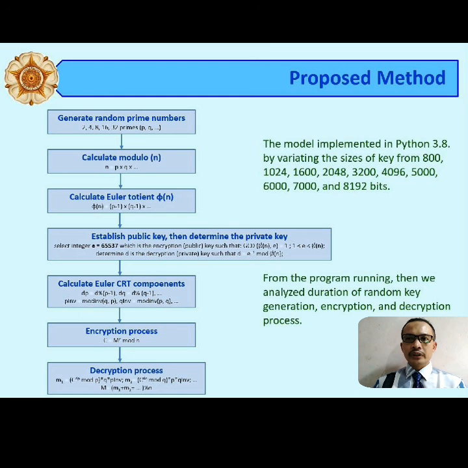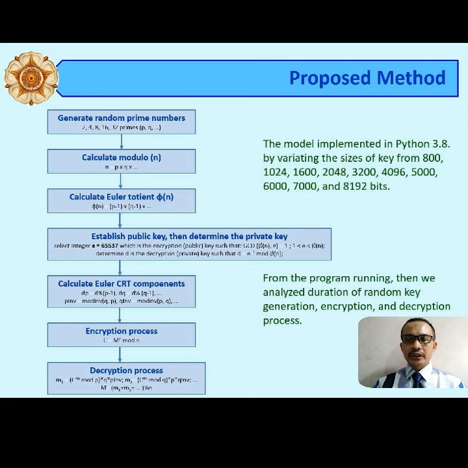In our improved RSA algorithm, first, we generate random prime numbers, 4, 8, 16, and also 32 prime numbers. Then from these prime numbers, we calculate the modulo as the result of multiplying the generated prime numbers. After that, we calculate Euler's totient, which we use to find a number co-prime to our modulo in the improved RSA algorithm.